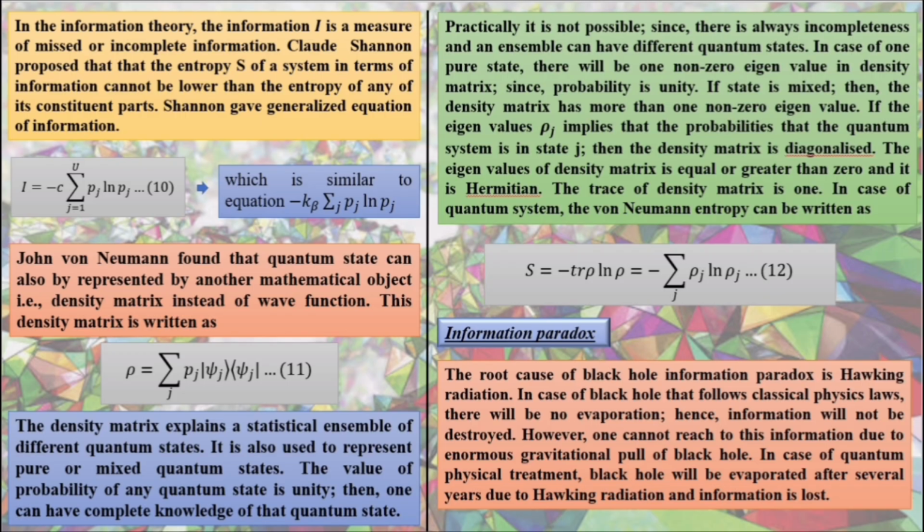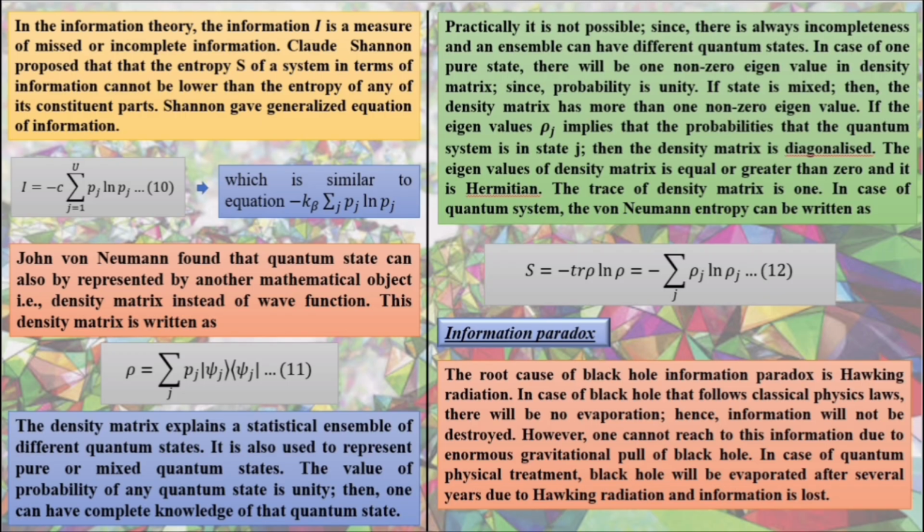The trace of the density matrix is 1. In this case, the von Neumann entropy can be written as S is equal to minus trace rho ln rho, which is equal to minus the summation over j of p_j ln p_j. So this is the basics of information theory which is required to understand various solutions of the information paradox in loop quantum gravity. Let us see how and why the information paradox occurs.